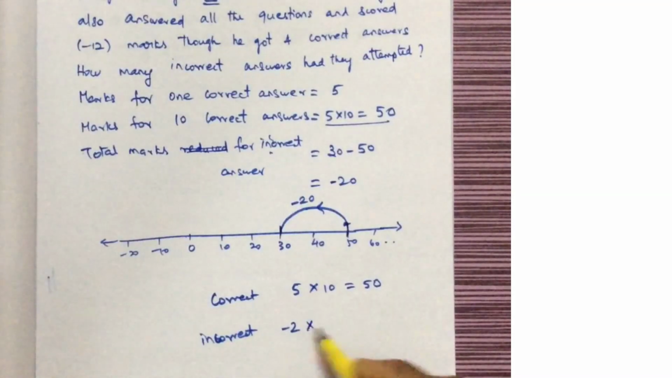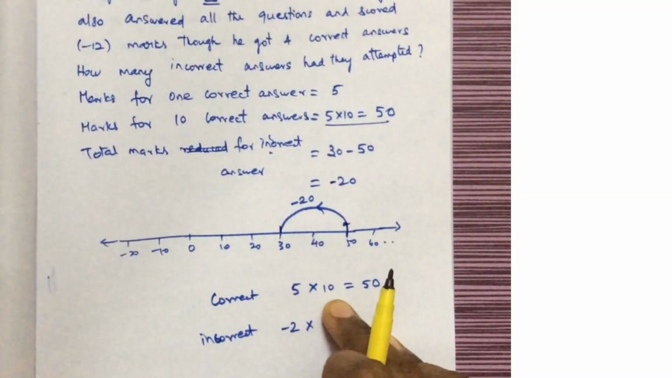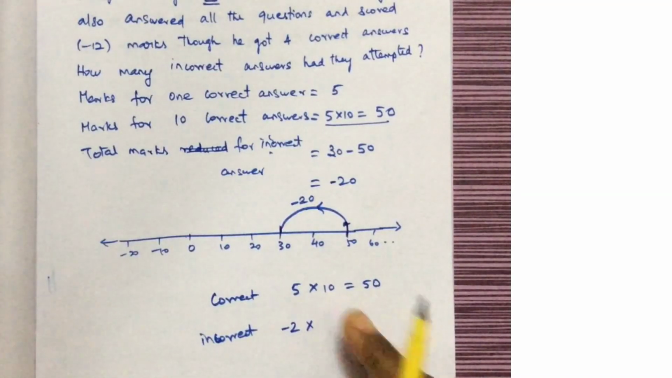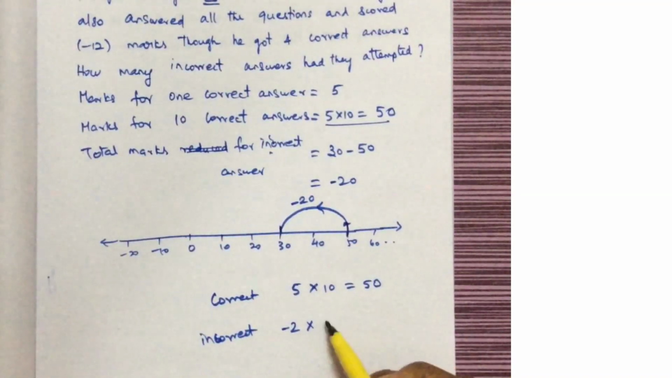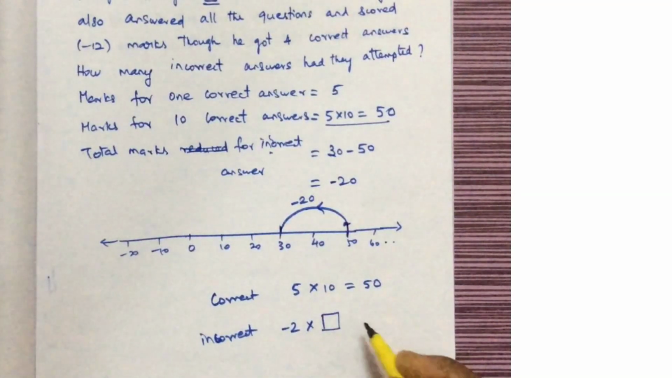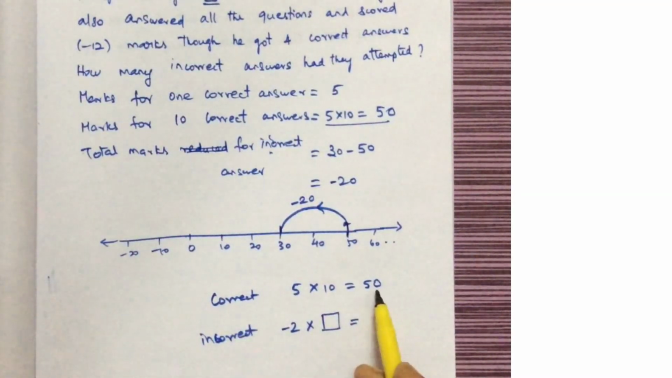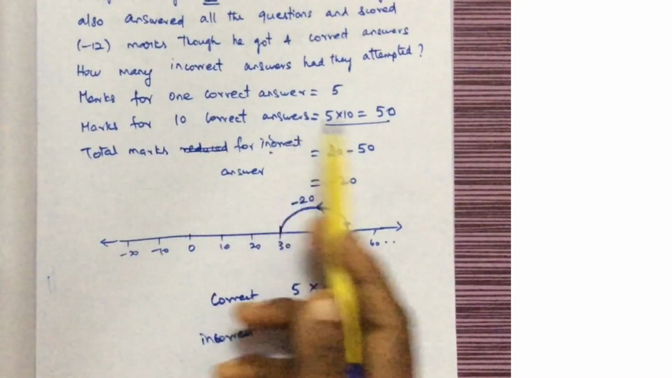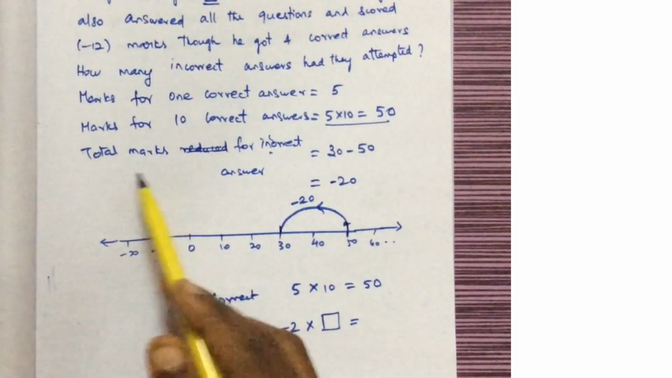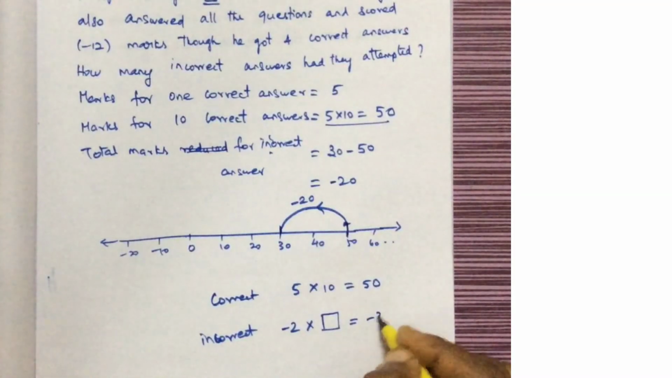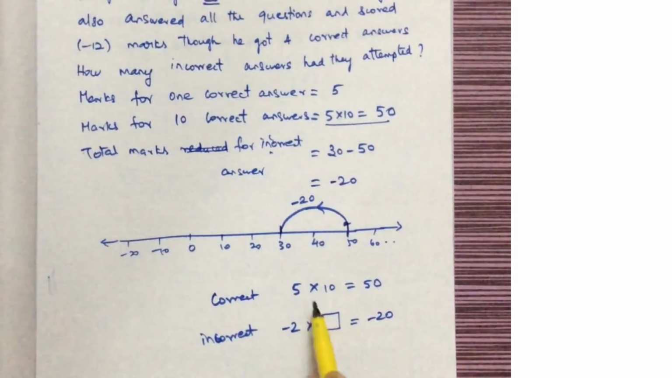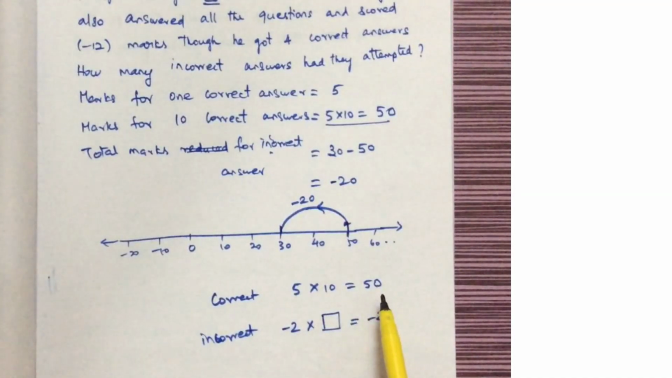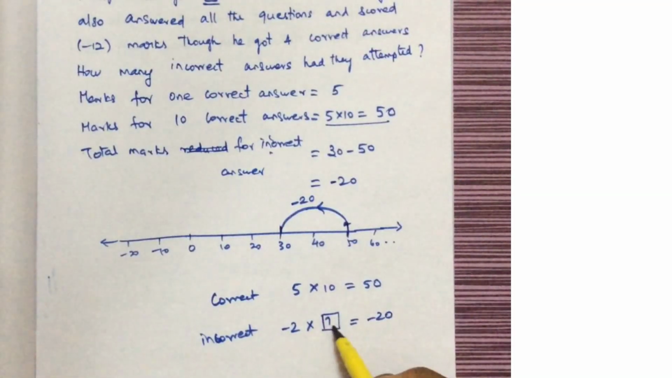Multiplied by, what is this 10? 10 is the number of correct answers she attempted. The number of incorrect answers she attempted, that we don't know. This is the thing we have to find. What is this 50? 50 is the total marks she got for 10 correct answers. Now the total mark she got for incorrect answers is minus 20. So here you see 5 multiplied by 10 is 50. Here we know minus 2, minus 20 also we know, only this thing, the number of incorrect answers, we have to find.